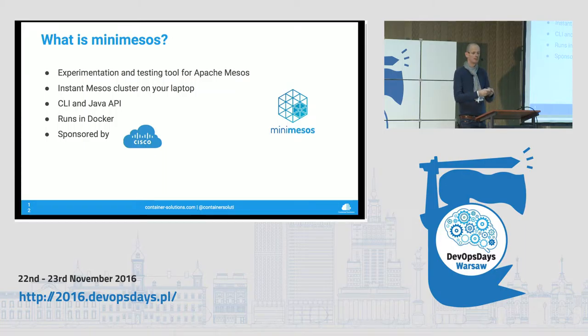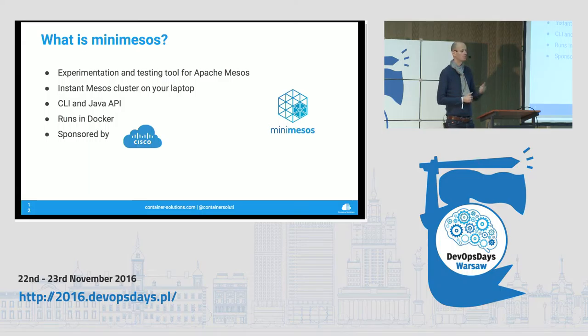Okay, so I've given some introduction to Mesos, and now let's talk about mini Mesos. It's basically an experimentation and testing tool for Apache Mesos. You want to be able to quickly run Mesos, do some tests, get a feeling how it works. So you can run it straight on your laptop. It has a CLI and a Java API, so it's written in Java, and everything runs in Docker.